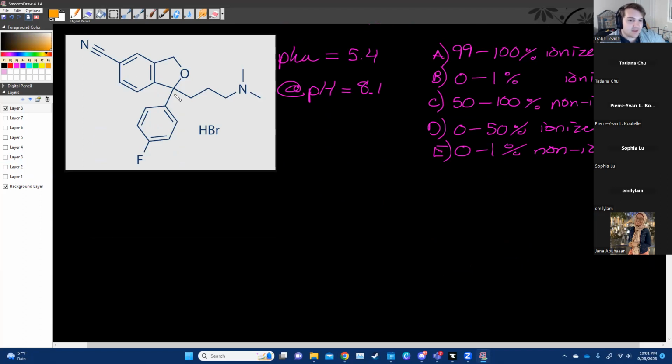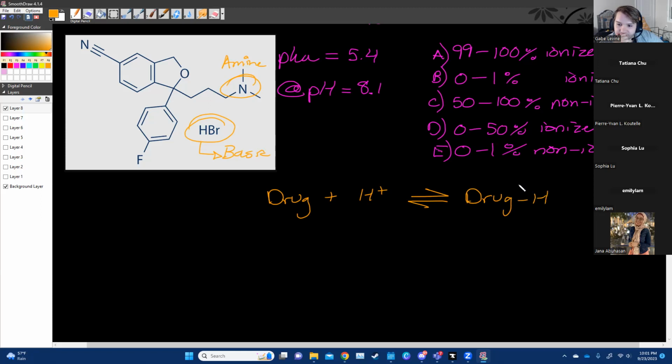So here we have a drug, and we have this HBr that's included. And this is a really, really big clue that we are talking about a basic drug, right? We can also identify this based on the fact that we have an amine, which we know is a basic functional group. So what we have going on here is a basic drug, which would follow the formula of drug plus H plus becomes drug H positive.